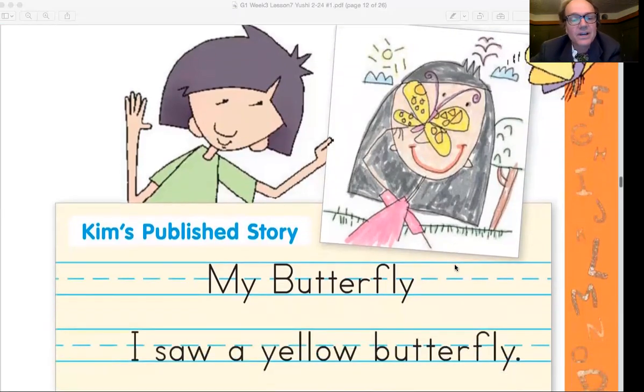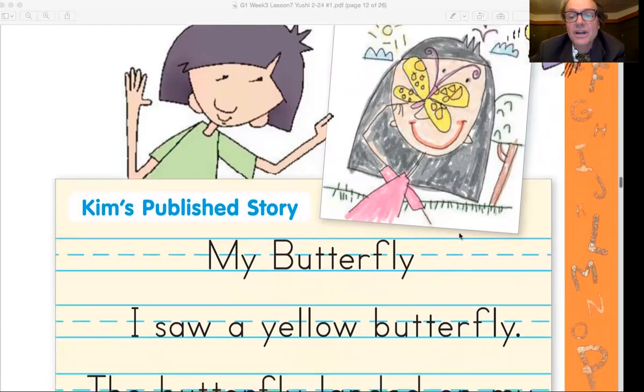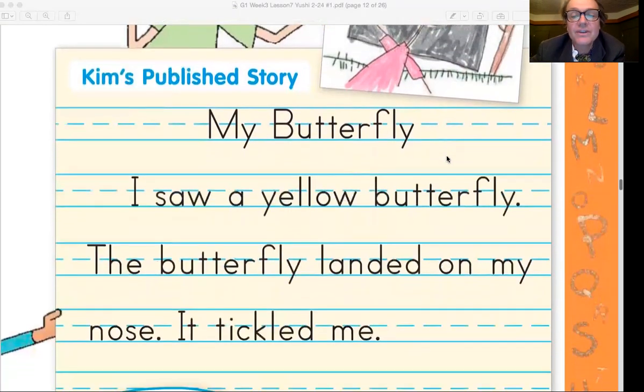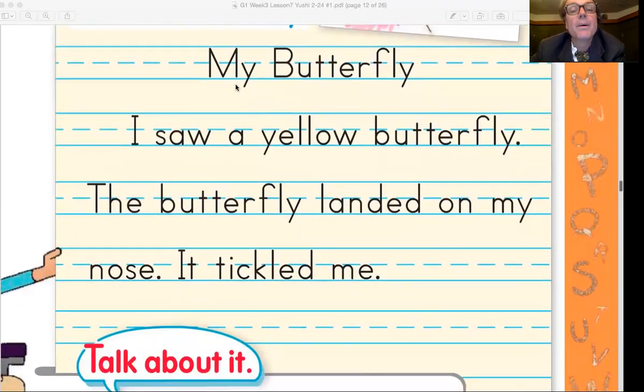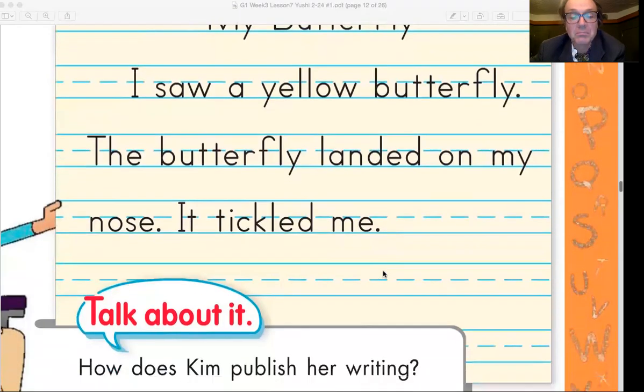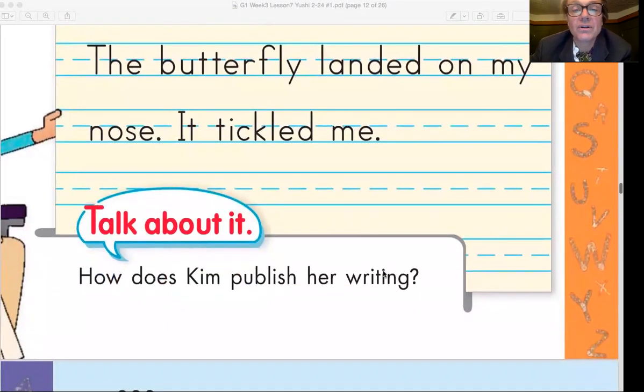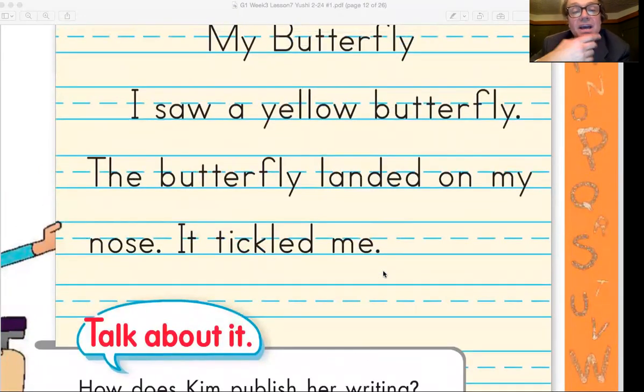Yes. So let's look at her final story, her published story, Kim's published story. And there's the picture. Here we go. Let's read it together. You read just a little before me. My butterfly. Oh, that's the title. My butterfly. I saw a yellow butterfly. The butterfly landed on my nose. It tickled me. Beautiful. No mistakes. It looks so nice.